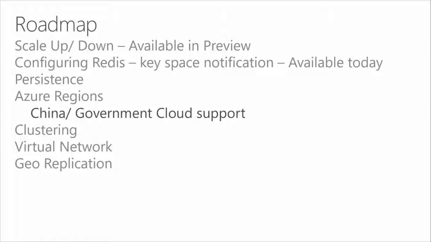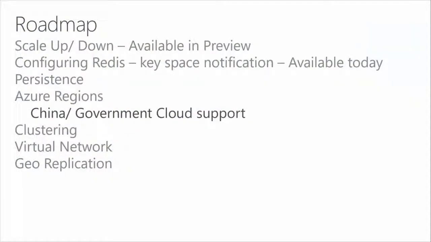There is persistence, which is coming soon as well, which will allow you to persist every write, or you can also persist on a time-based frequency, every 30 minutes, every 1 hour, every day, and use that as a disaster recovery scenario where you can load cache data in case the cache goes down. There are Azure regions for China and government. There's also clustering, which is a Redis feature that allows you to do server-side sharding so you can get better performance and better throughput. There's support for virtual network, which allows you to deploy caches inside a virtual network that you have in Azure. So this allows you to further lock down who has access to the cache, with network policies and access rules.